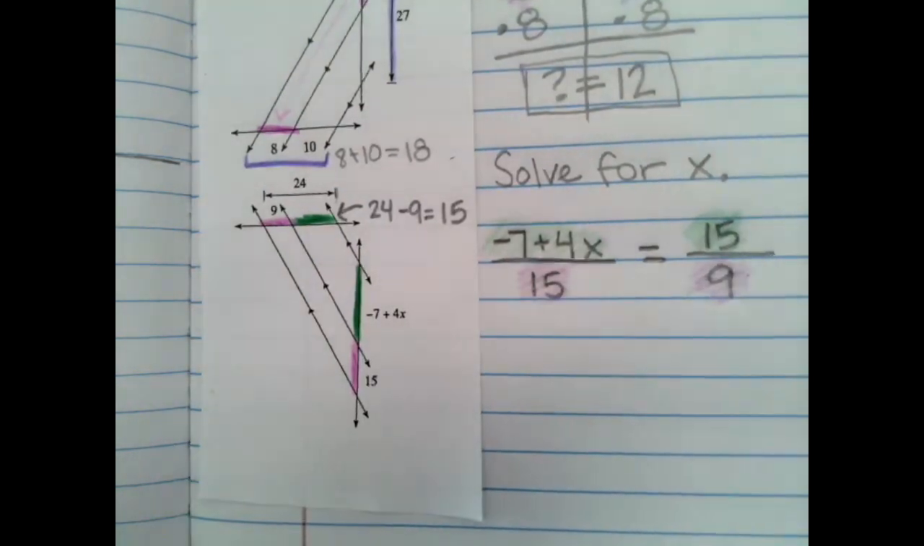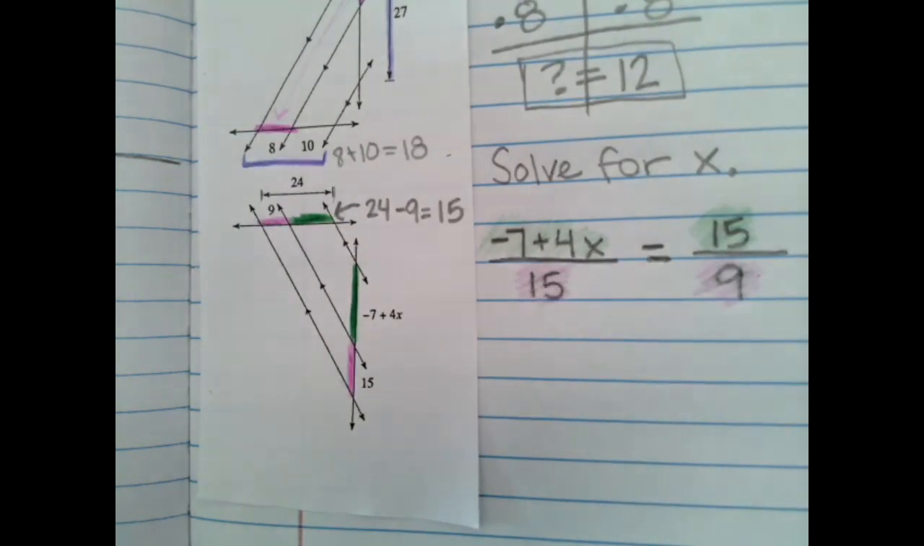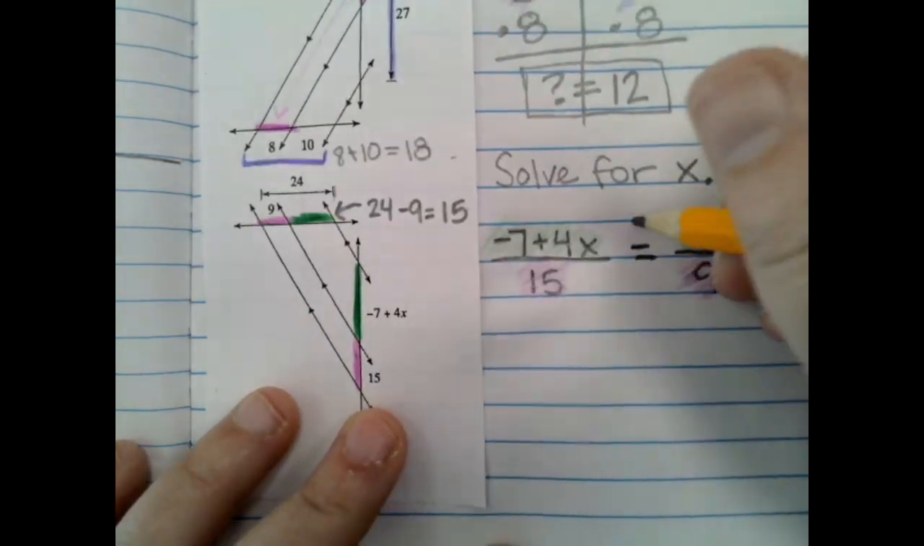You could set it up this way. Another way you could have set it up is doing negative 7 plus 4x over 15 equals 15 over 9. It would have been a little bit similar. It ends up looking the same, just how we set it up.